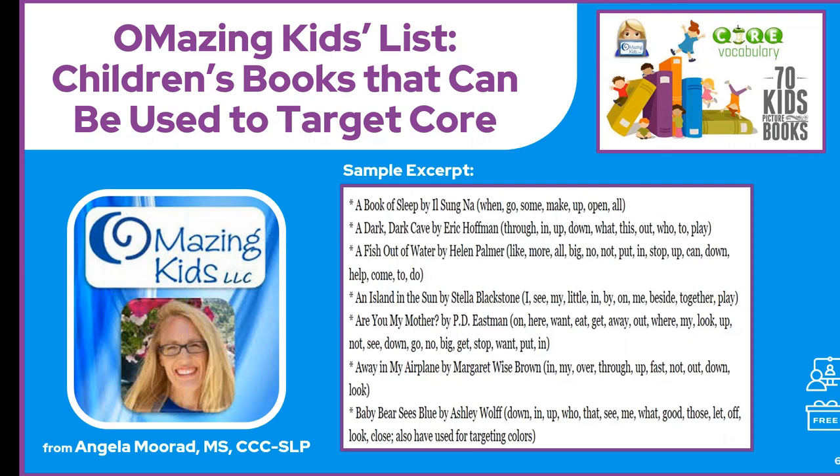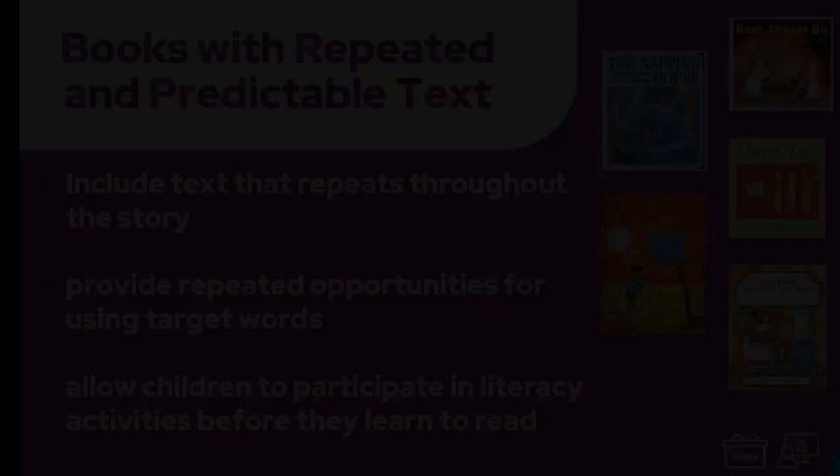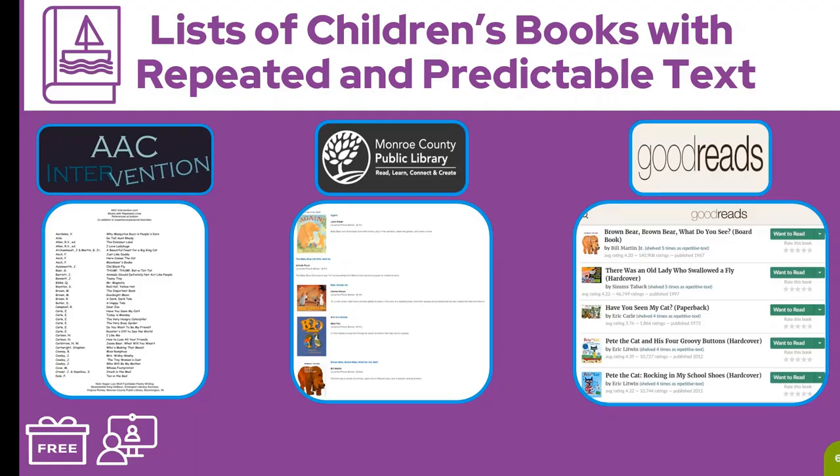And the way that she does it is she just lists a book, and then after the name of the book, she talks about all the core words in that book that you could work on. So it's structured a little bit differently. But she gives a list of 70 picture books and then the words that each of those books could be used to work on.